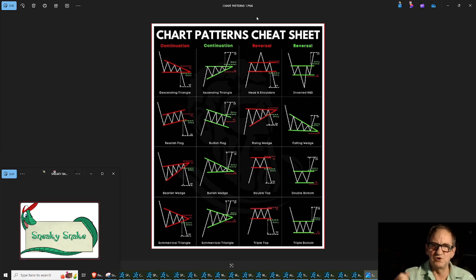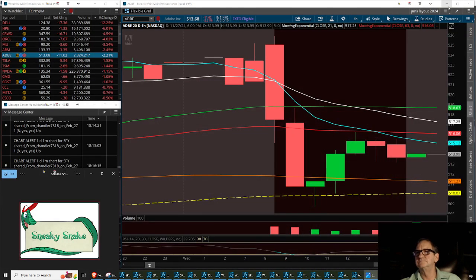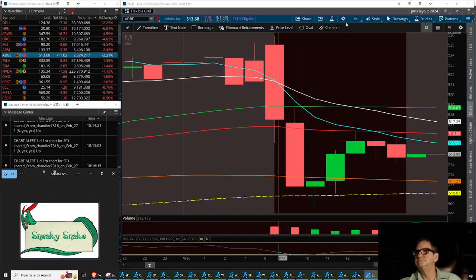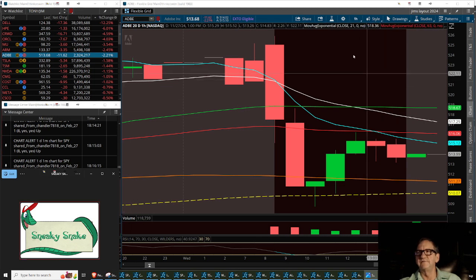So I'm studying chart patterns. And every time I'm looking at a chart, I'm looking for a pattern. Where is this thing going to reverse? And I use different time frames. This is my chart that I use right here. So this is my setup.